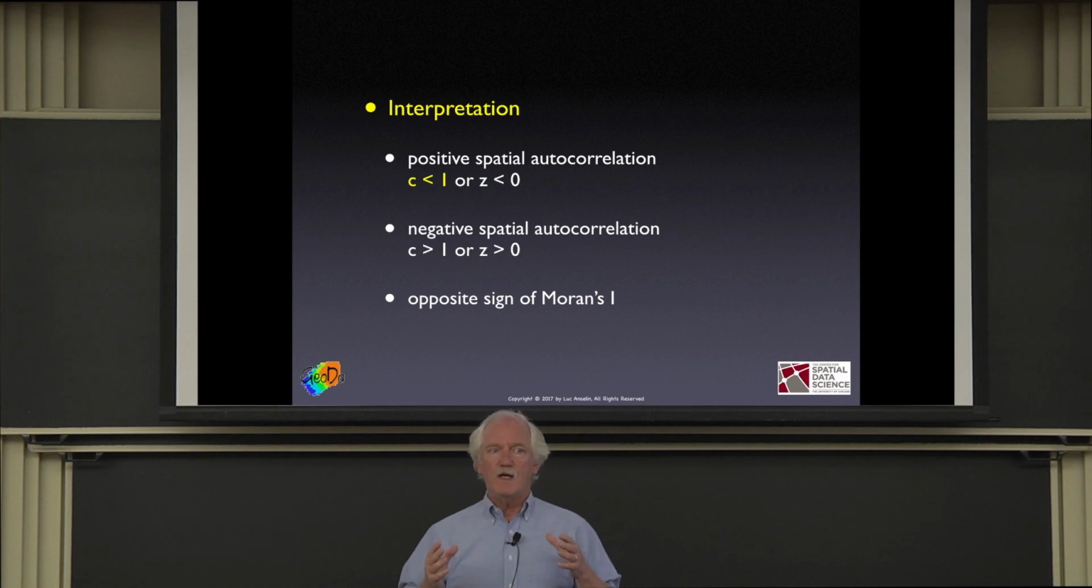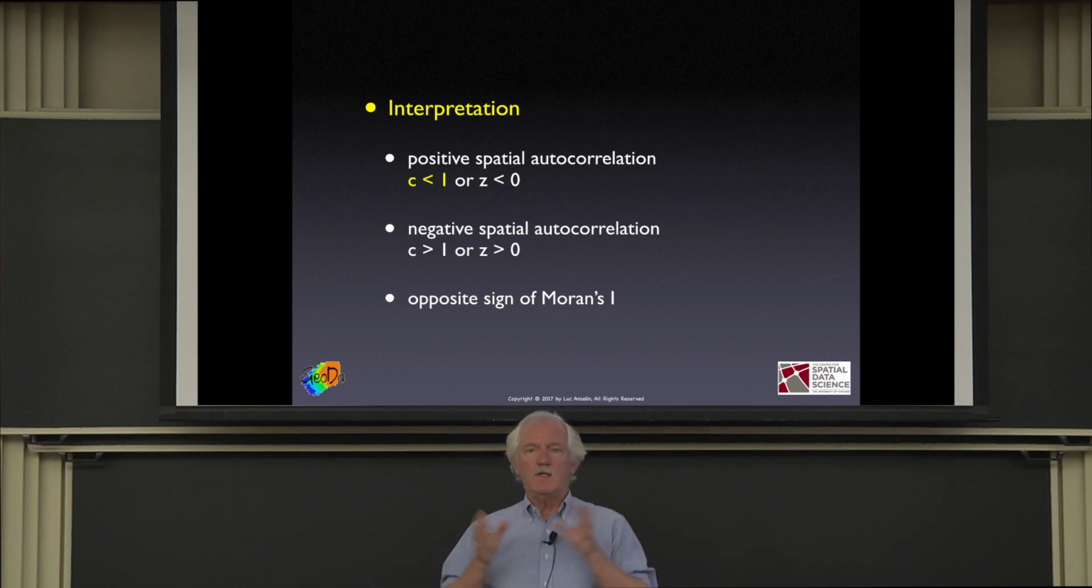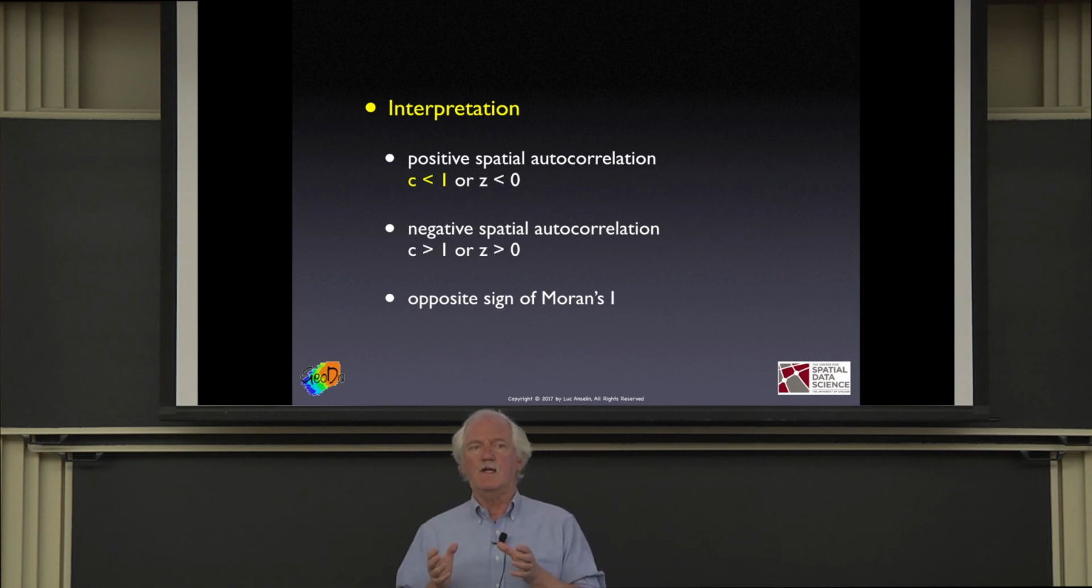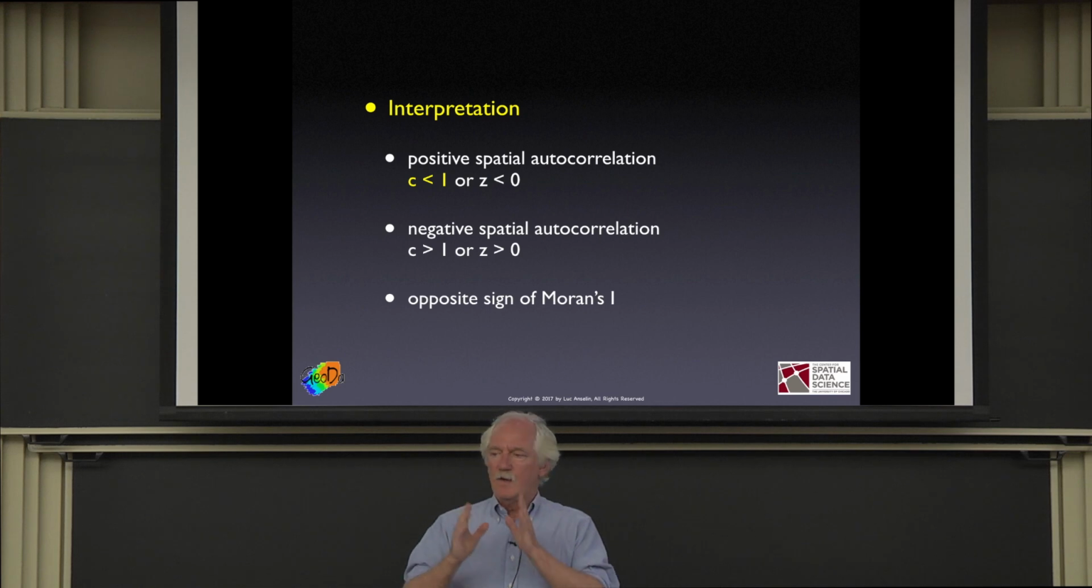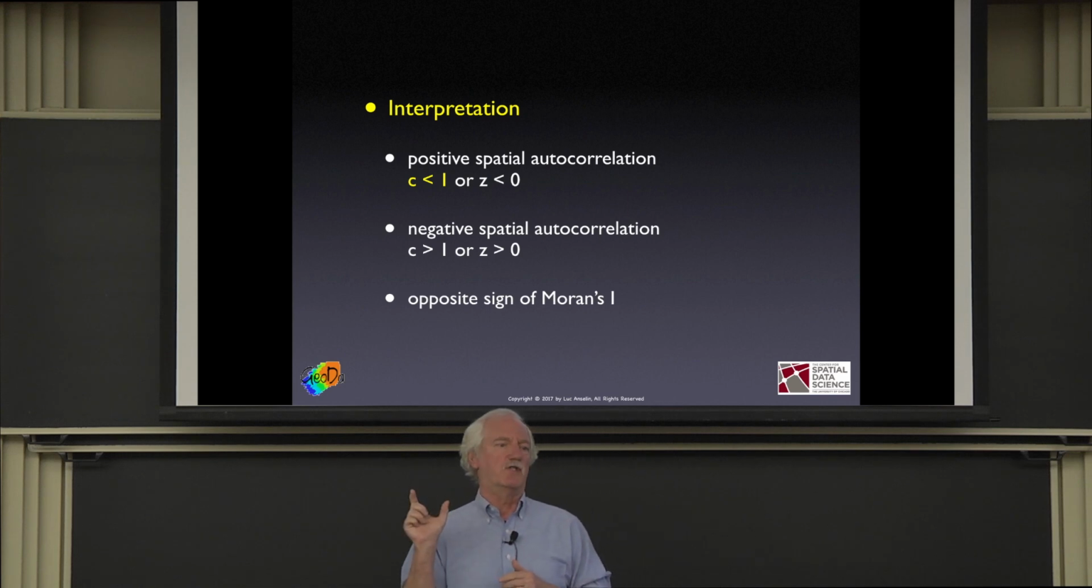And why not always? Because they really measure different things. Moran's I is all about linear association. Geary's C doesn't need that. It doesn't need the linearity because it's based on, if you think about it, the squared differences, which is a measure of distance in attribute space.